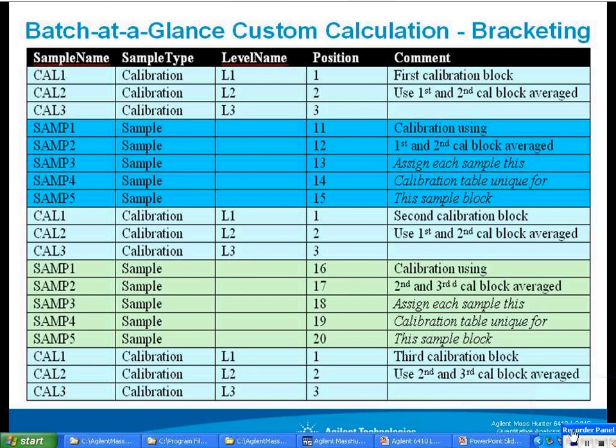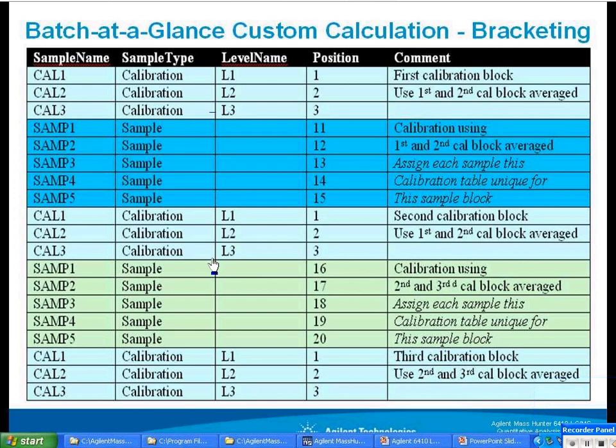Let me cover this particular example and the application of averaged bracketing, I'll call it. In this case, I'm going to take the average of the first set of calibration samples and the second set of calibration samples and create a calibration curve using that set and apply it to this block of samples here. This I'll call averaged calibration bracketing.